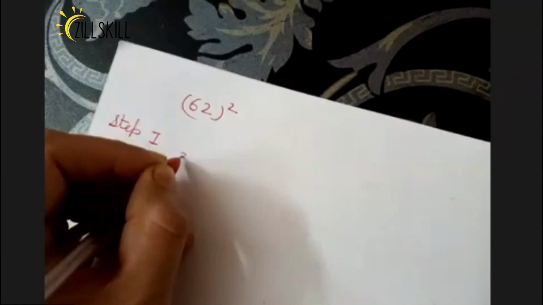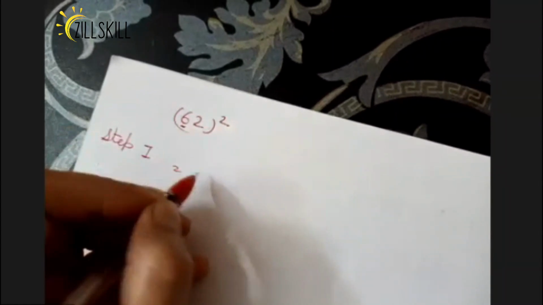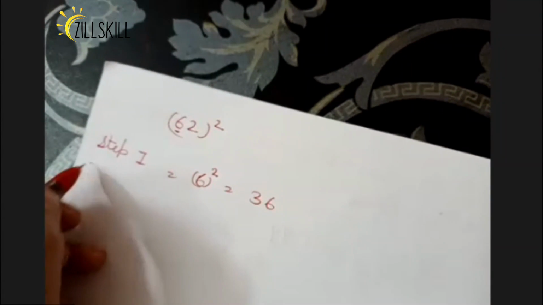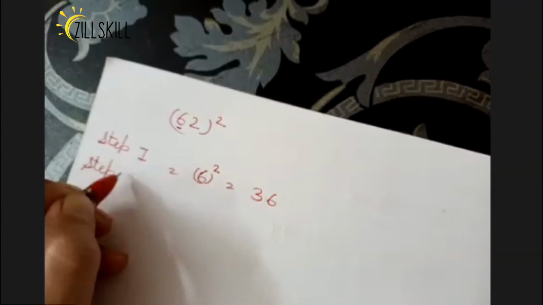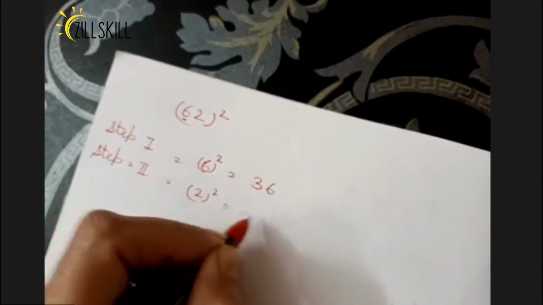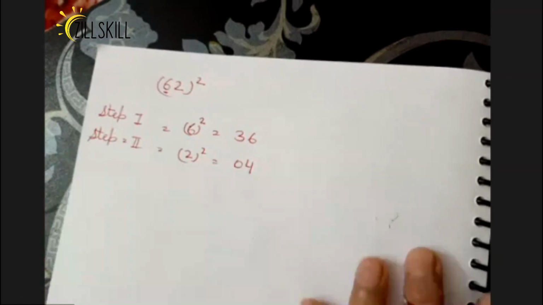Step first: you have to write the square of 6, 6 into 6. What is 6 into 6? Then the square of 6, how much is the square of 6? 36. Second step: the square of 2, that is 04, right?